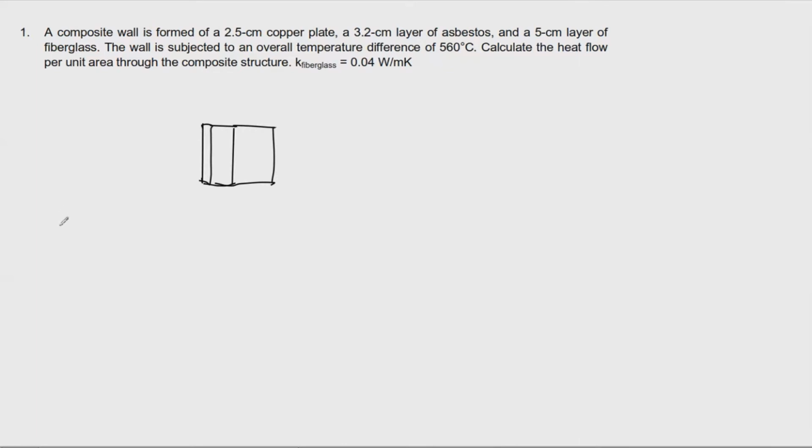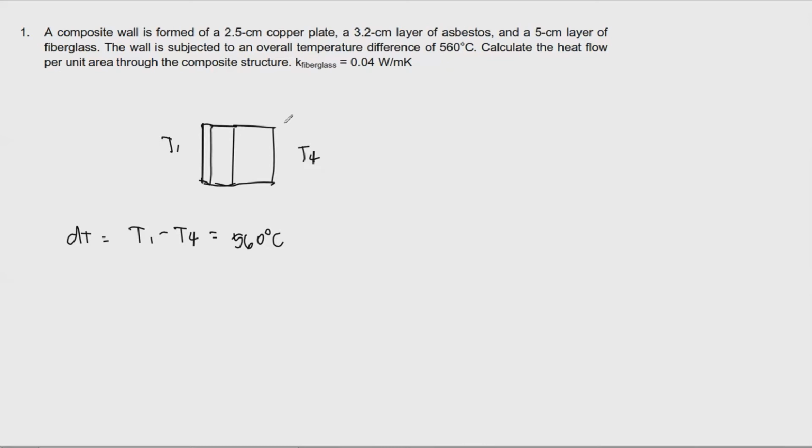Now this is composed of 3 layers, and what is given to us is the change in temperature, or the temperature gradient, which is equal to 560 degrees Celsius. And remember, 560 degrees Celsius is not the average temperature, but the difference between the two surface temperatures, from the inside to the outside temperature of our composite material.